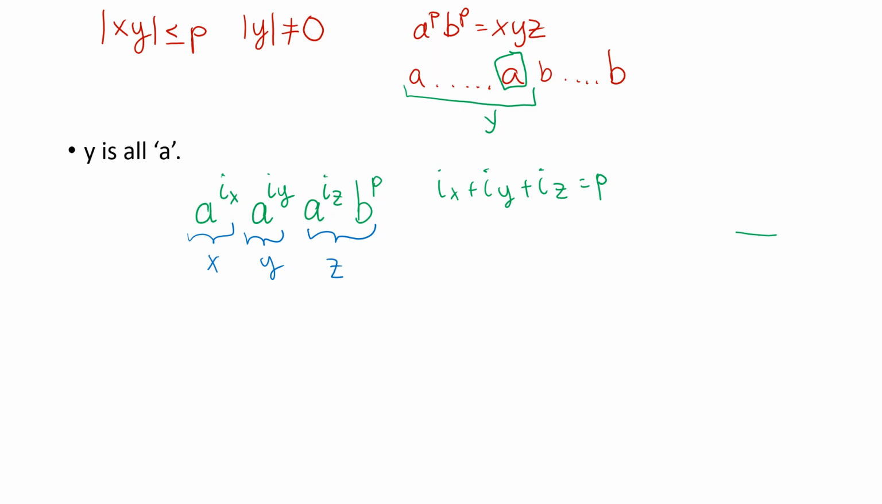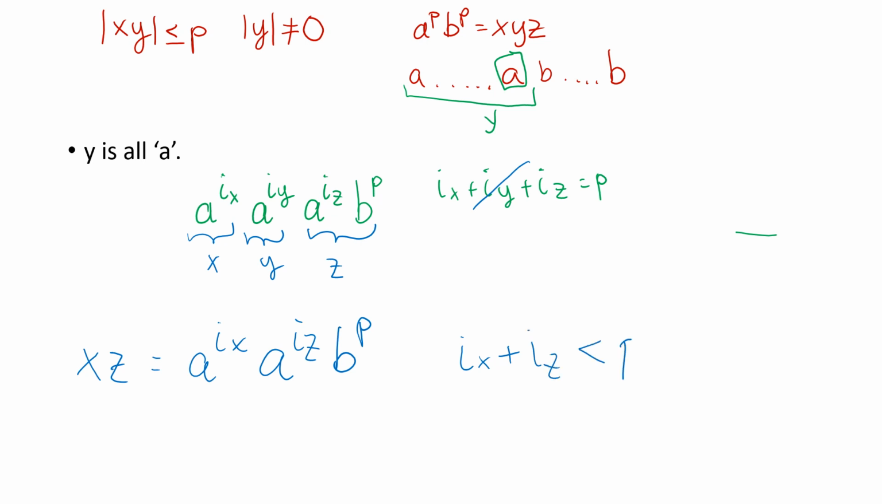So now, if we pump this string, let's go ahead and pump it 0 times. In other words, let's look at xz. Well, the string xz is a to the i_x, a to the i_z, b to the p. Well, because I killed i_y here, and I knew that it had to be at least 1, I now know that i_x plus i_z is strictly less than p.